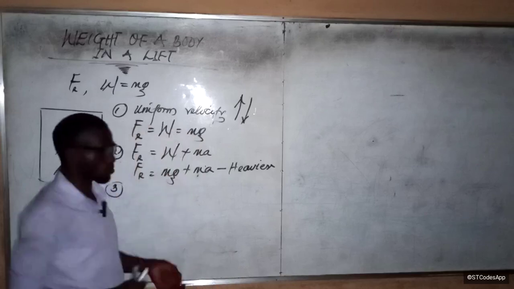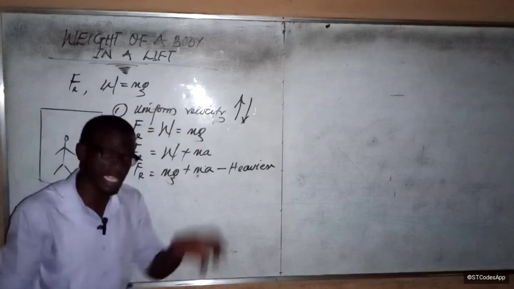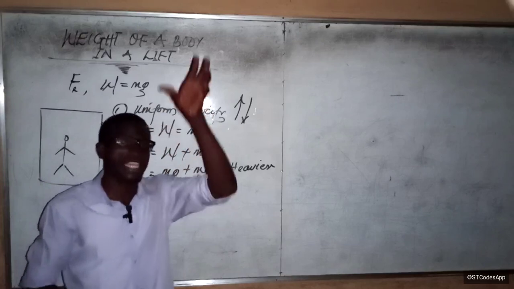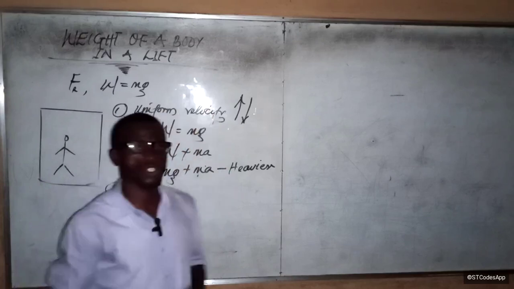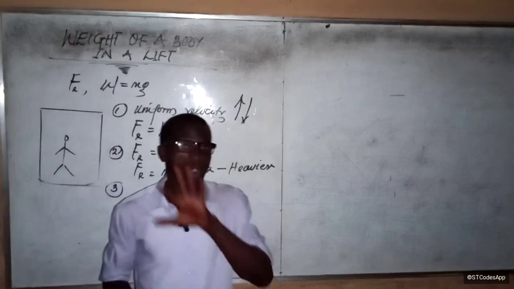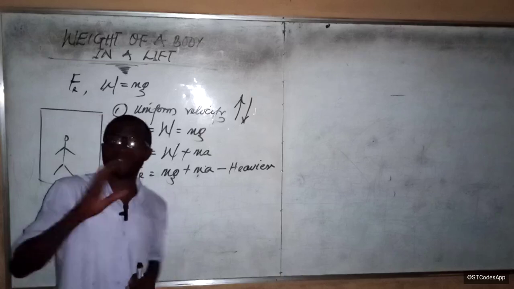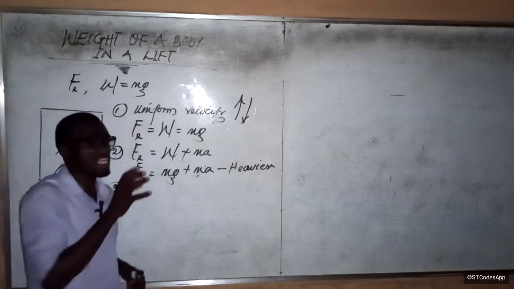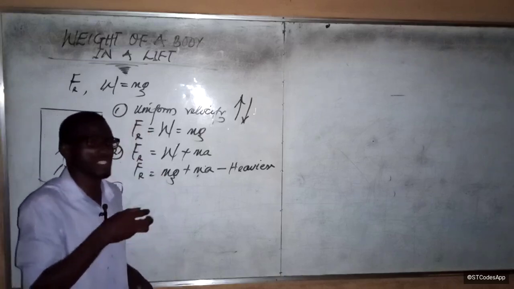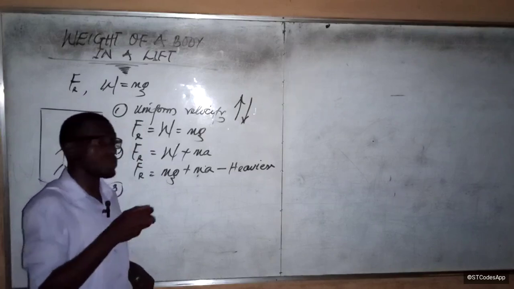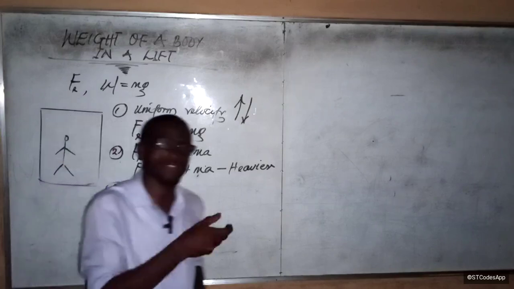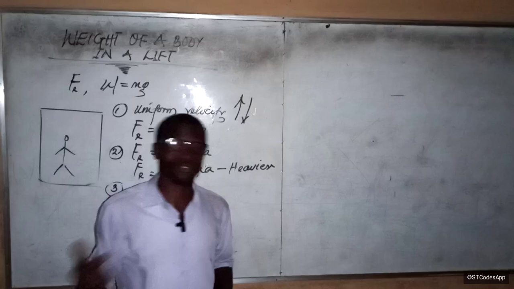But in this case, where the lift is descending, the lift is coming down, in that condition there are two possible events, or in fact, three possible events. The first possible event is this: is it that the lift is descending with an acceleration that is less than that due to gravity?